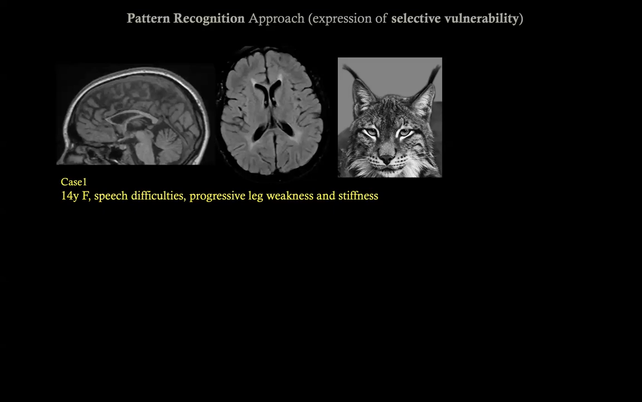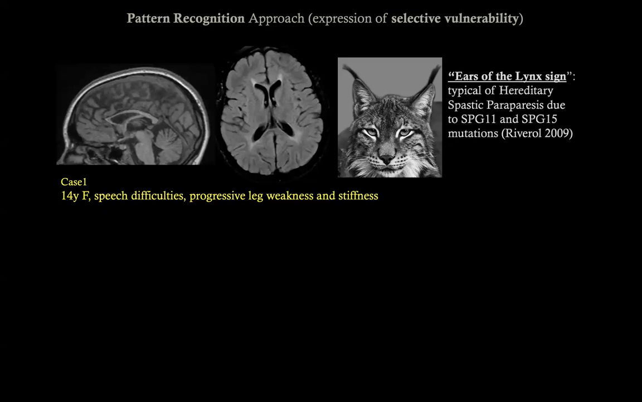But if I can give you a tip, first of all, when you see the ears of the lynx, think hereditary spastic paraparesis, especially these two genes, SPG11 and SPG15, and this has been published in several papers. But remember, it's better to look at the corpus callosum in sagittal, because in axial we sometimes have this physiological hyperintense cupping of the frontal horns that can be misleading.